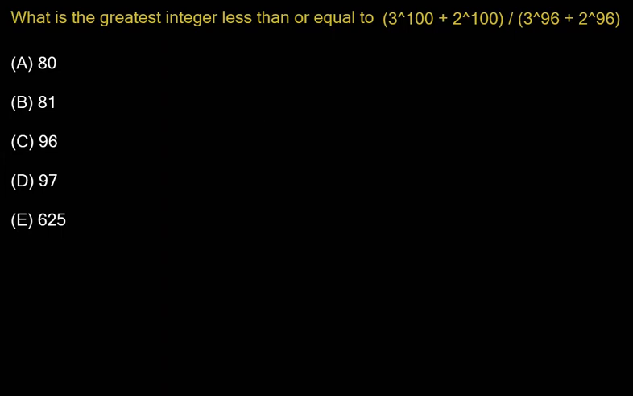Well, it's asking us the greatest integer. Here, let me write this down for a second. So we have 3 to the 100 power plus 2 to the 100 power divided by, does this look like a plus sign? I feel like my drawing here is so bad but so good at the same time. All right, 3 to the 96th power plus 2 to the 96th power. And then we're trying to find which is the greatest integer less than or equal to.